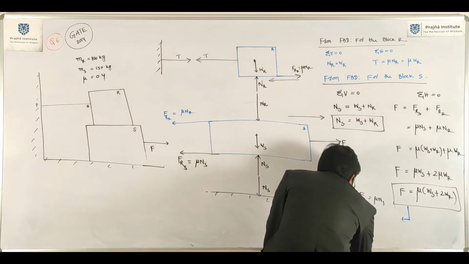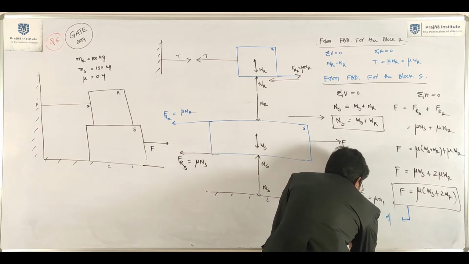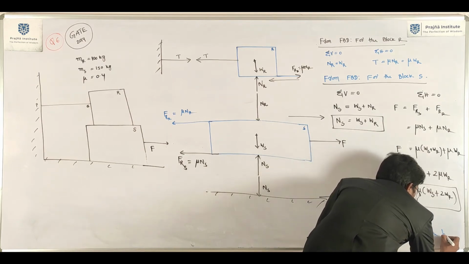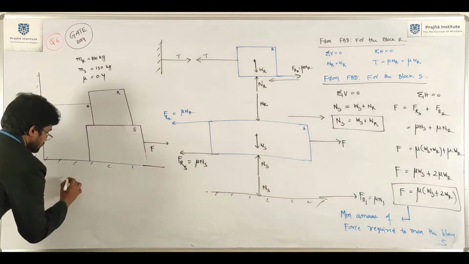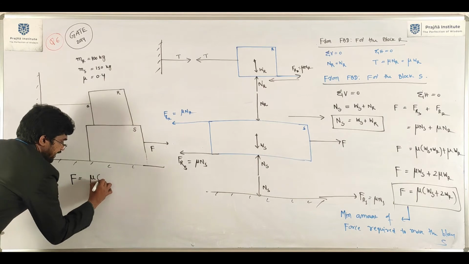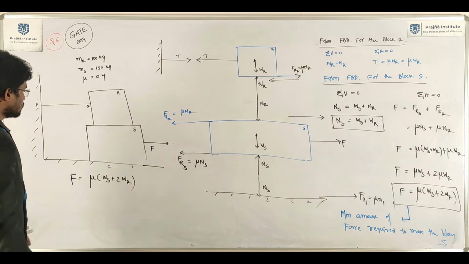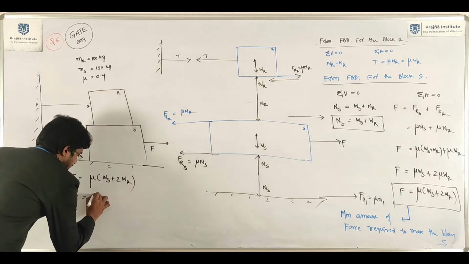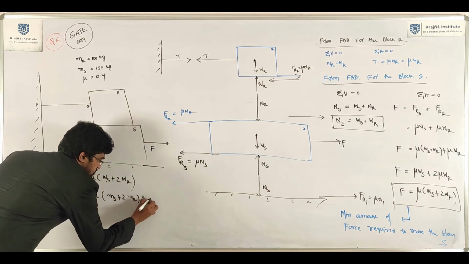Minimum amount of force required to move the block. Okay, so what is the expression? Tell me. F equals mu into (Ws plus 2 Wr). Correct? So what is given? You can write in terms of mass: mu (ms plus 2 mr) into g.